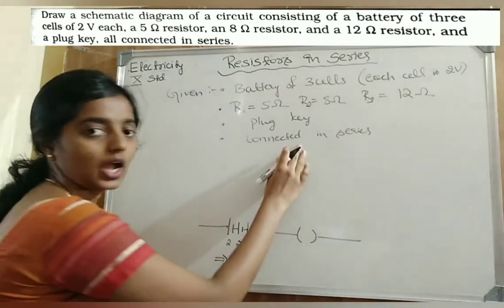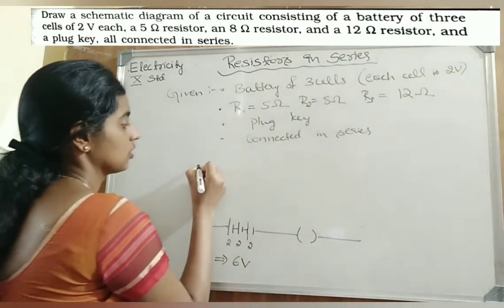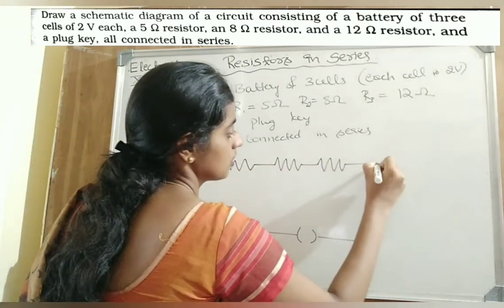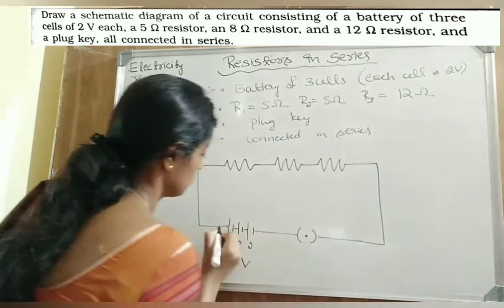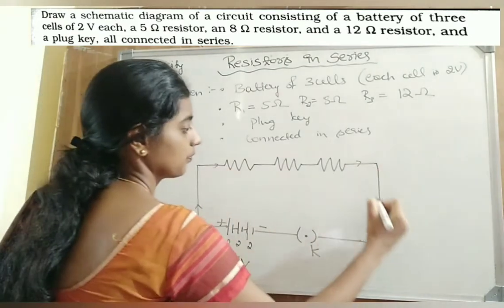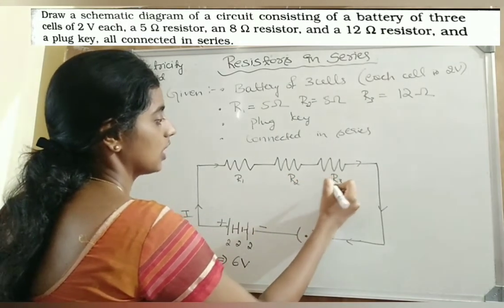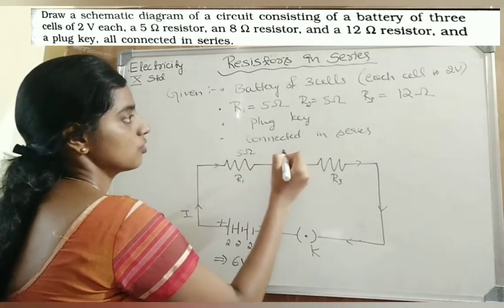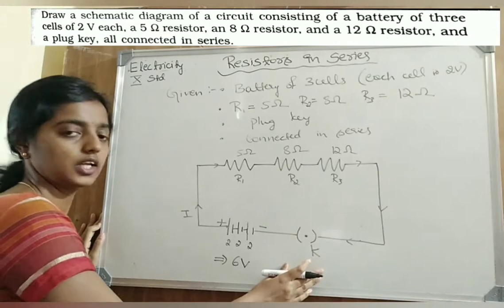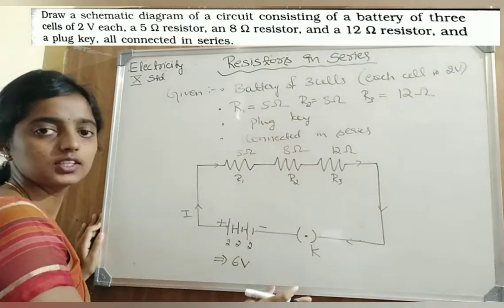They have not mentioned an ammeter and voltmeter. Connected in series, we have resistors. So we know how resistors are connected in series. Current flows from positive terminal to negative terminal. And this is R1, and this is R2, and this is R3. If you want, write the values also: 5 ohm, 8 ohm, 12 ohm. So this is a very simple question. You can easily score marks if they ask you to write down the circuit diagram by giving all the hints.